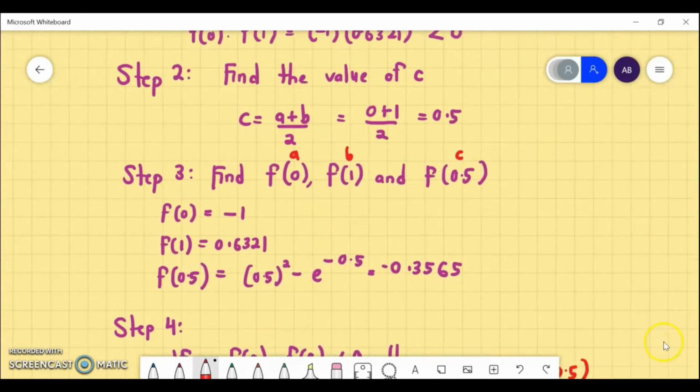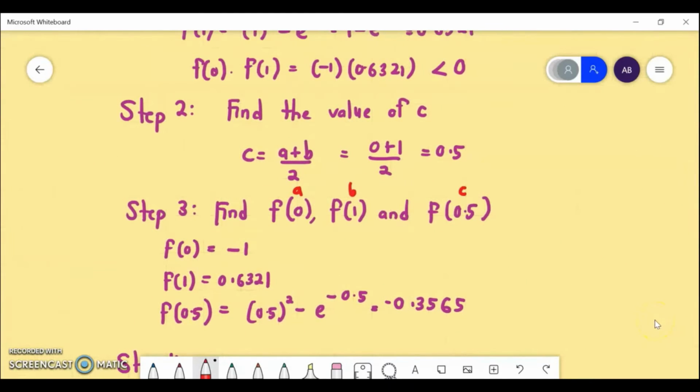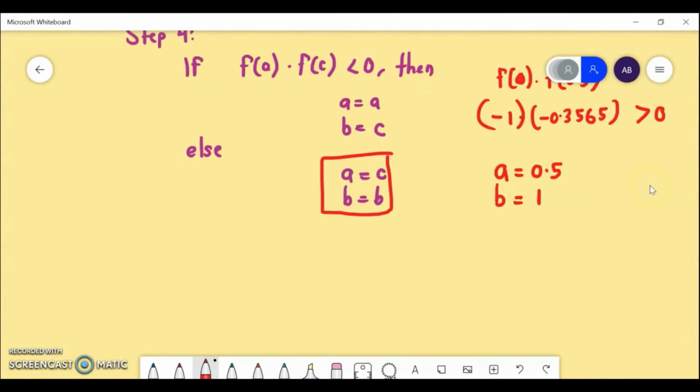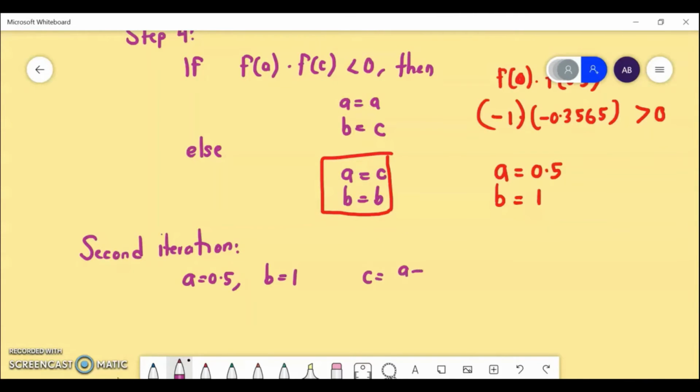What is the process? Step 2: find the value of c. So I can find the value of c now with the new values. This is the second iteration, with a equals 0.5, b equals 1. So what is c? a plus b over 2, which is 0.5 plus 1 divided by 2. So you get 1.5 divided by 2, 0.75. So that is my c, and the process will continue.